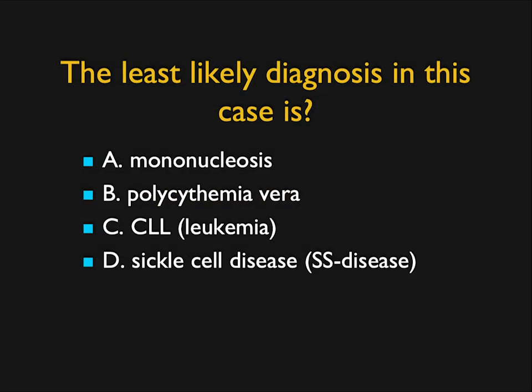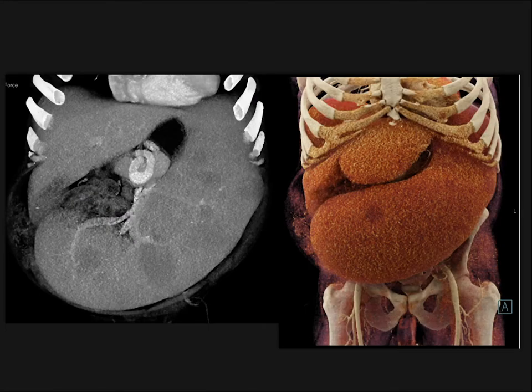In this case, I'm asking you for the least likely diagnosis. Well, what are you seeing here? On both the MIP imaging and the cinematic, you see a very, very large spleen with multiple low-density lesions. If I had to pick the answer here, I would have said CLL. CLL typically gives you the largest spleen. The other thing, mononucleosis in a young patient, you could have huge spleens of mononucleosis, but this is almost too large. In fact, this was a case of polycythemia vera with myelofibrosis. Just a very, very impressive example.